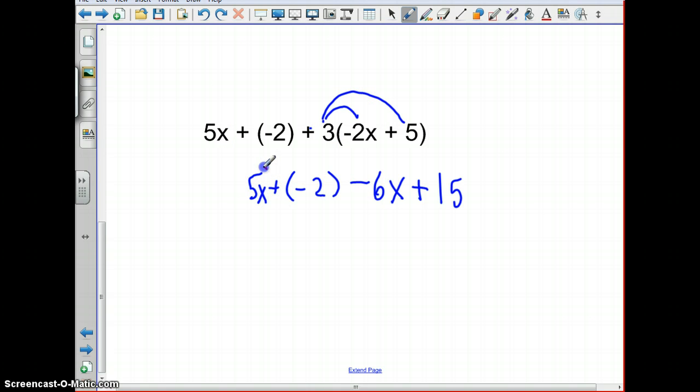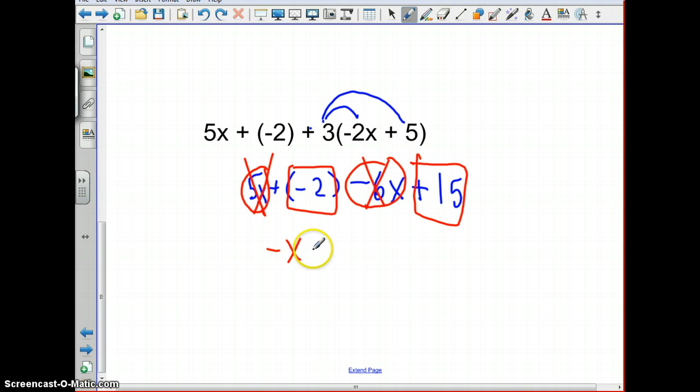Once we clear parentheses, just like Peter said, now we can combine our like terms. What's 5x plus negative 6x? Well, they're different signs. What do we do with different signs? We subtract. Negative 1x. So I just put negative x. We know there's a 1 even if we don't write it. Then we have a negative 2. Are there any like terms with negative 2? 15. Negative 2 plus 15 is? Positive 13. They're different, so we subtract. That would be the simplified form of this problem. Are there any questions?